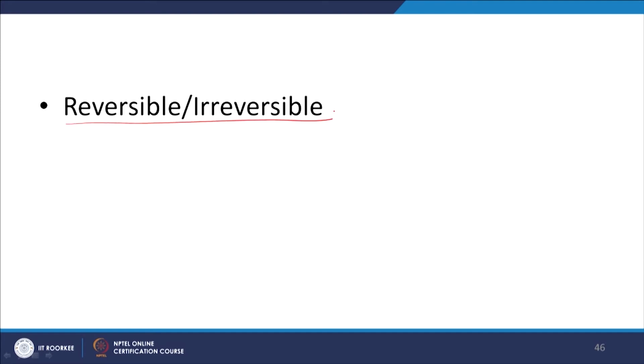A usual case that people come across is reversible and irreversible reactions, but keep in mind that these are only practical definitions. So let us try to understand what they are.